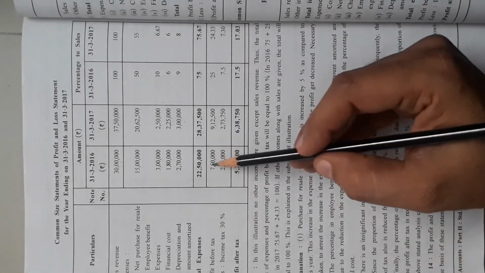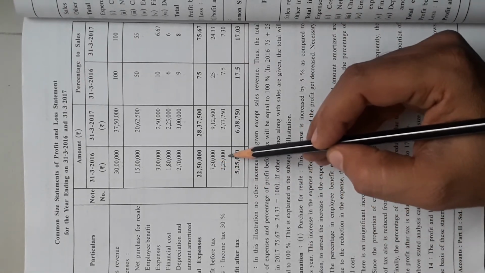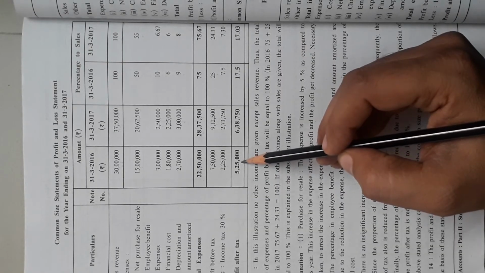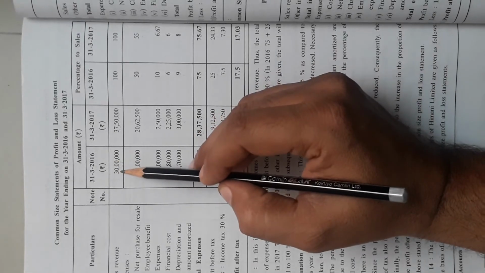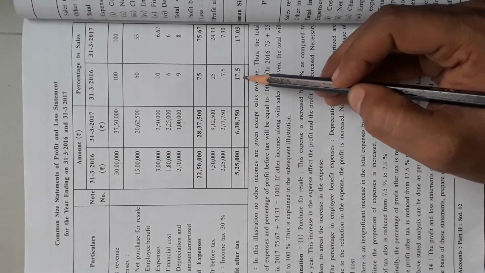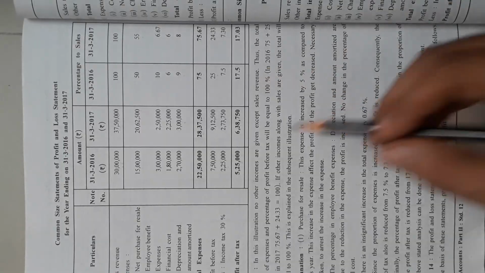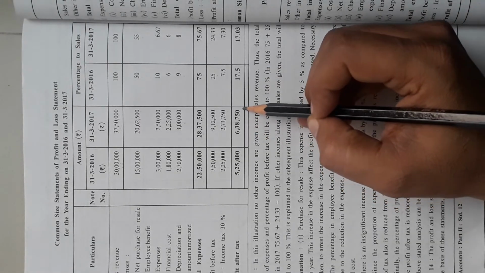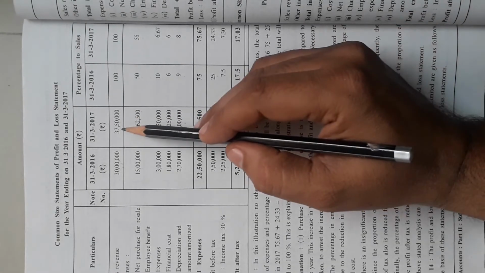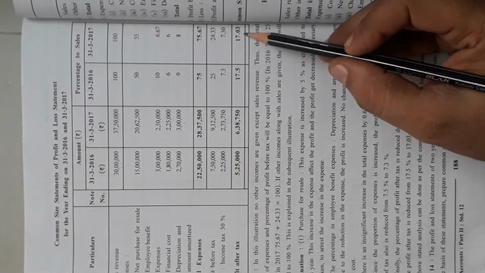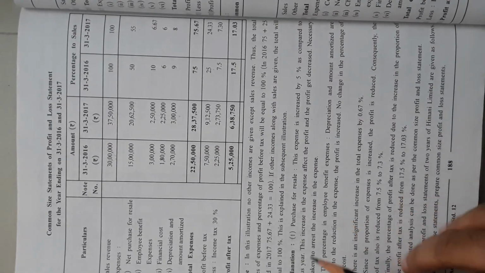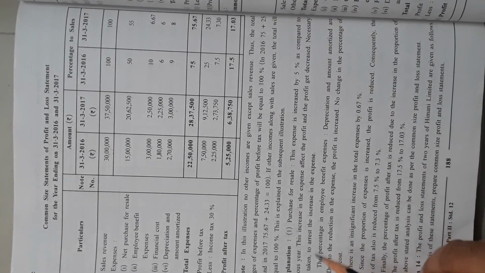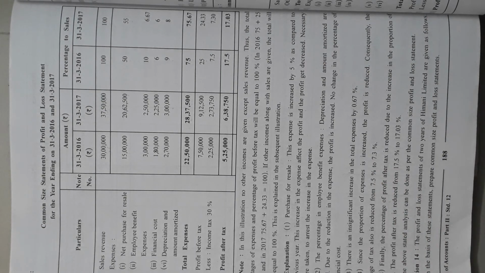Profit after tax we will find out as profit before tax minus income tax, so we get profit after tax. Again finding the percentage, 5 lakh 25,000 divided by 30 lakh into 100, so 17.5% for 2016. 6 lakh 38,750 divided by 37 lakh 50,000 into 100, 17.03% for 2017. So you will solve this sum, illustration number 13 given on page number 187 and 188, in your notebook.